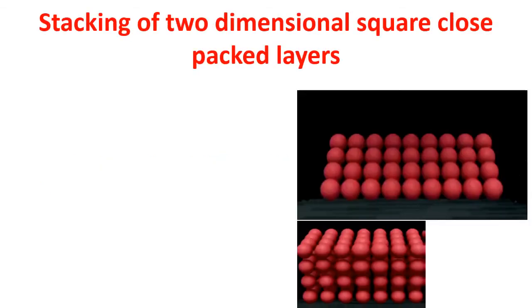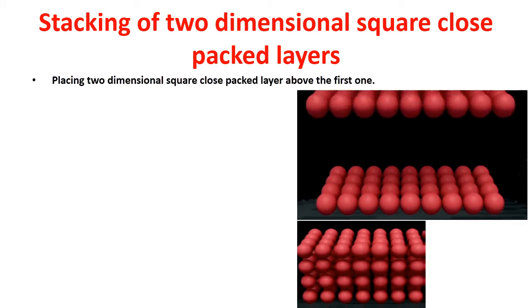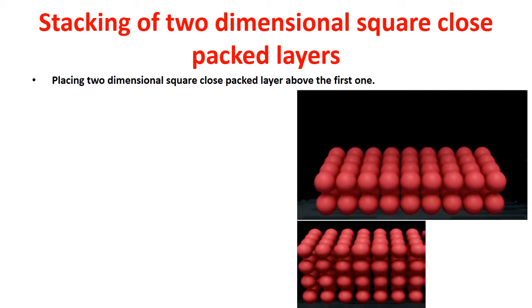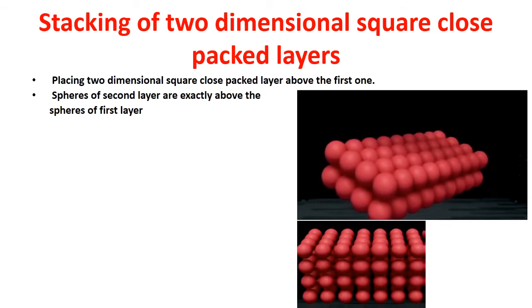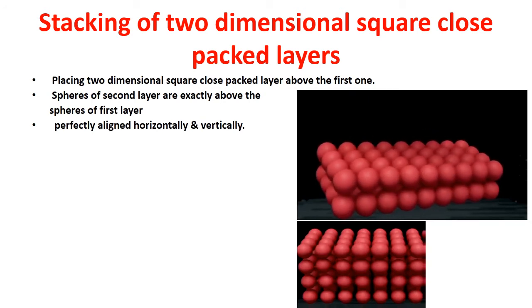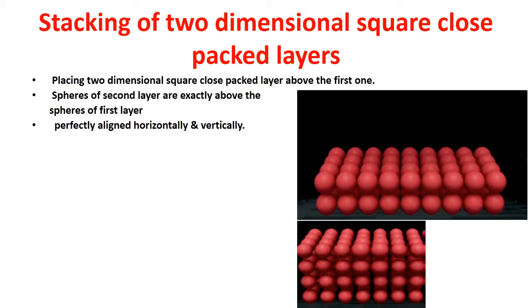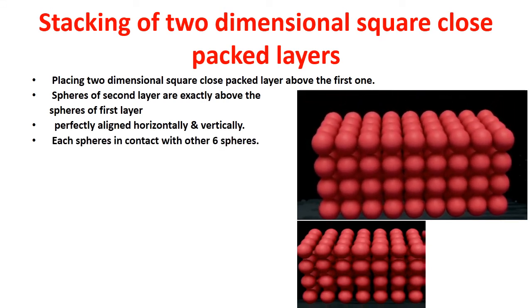Now we will study the formation of 3-dimensional close packing by stacking of 2-dimensional square close packed layers. This type of packing is obtained by placing 2-dimensional square close packed layers above the first one in such a way that the spheres of the second layer are exactly above the spheres of the first layer. In this arrangement, the spheres of the first layer and the second layer are perfectly aligned horizontally and vertically. On arranging layers one after the other in this pattern, you will observe that each sphere is in contact with 6 other spheres.